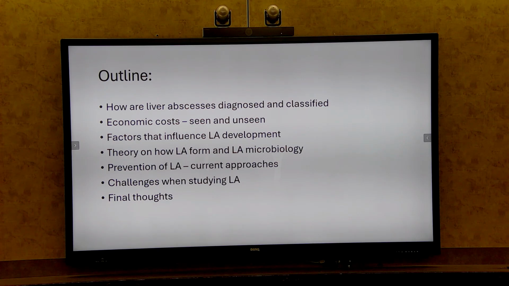So we'll talk about economic costs, both the seen costs that you see directly and unseen costs of liver abscesses. Some factors that influence liver abscess development rates, the theories on how they form and the microbiology involved, current approaches for preventing liver abscesses, and I'm going to touch on some of the challenges that come along with studying liver abscesses.